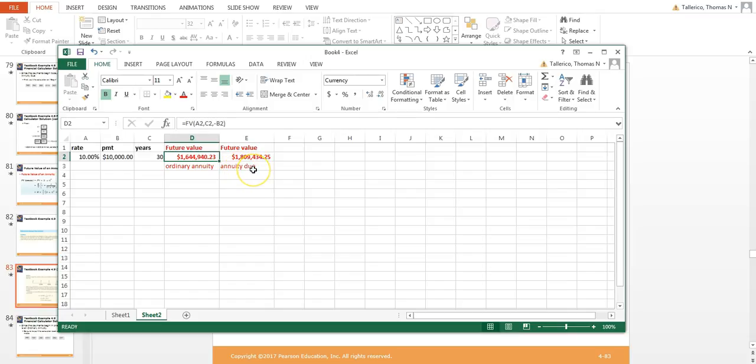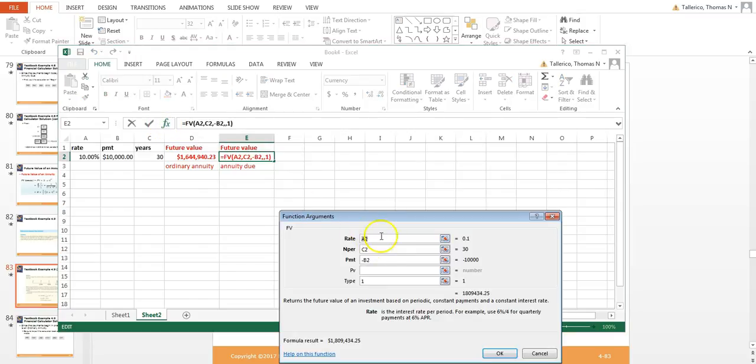Now, annuity due implies she's putting the money in at the beginning of each period. Let's say she put the money in at the beginning of the year. So you can see there's quite a difference in the amount of money saved if you put the money in earlier, which should make sense to everybody. The earlier you save, the more you get. So she picks up $1.809 million if you put the money in during the beginning of the period, as opposed to $1.644 million if you put it in at the end of the period. So here I'll just show you how I did that.